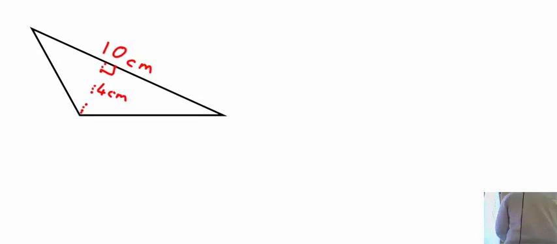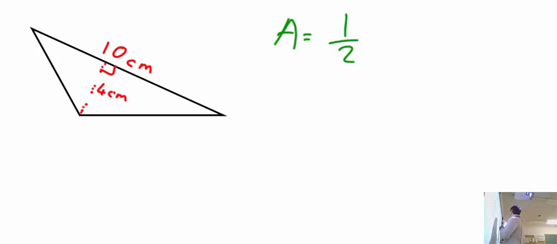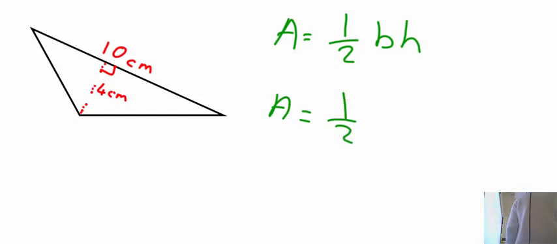The triangle area formula on the top is area equals 1 divided by 2 BH. What do those letters mean? Half base height. Area equals 1 divided by 2. B means the base. Which one is the base? Down.